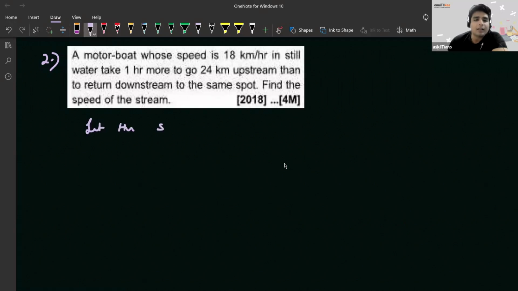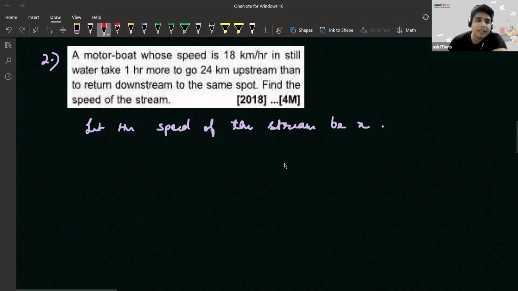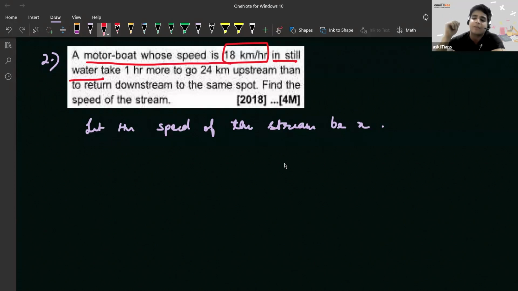Let the speed of the stream be x. Okay, everyone, so that is the thing that we have to do first. Okay, so stream is what? Speed of the stream is x, everyone. Now, what is given to us? It is given that a motorboat whose speed is 18 kilometer per hour in still water. Okay, so the speed of the motorboat is 18 kilometers per hour, everyone.